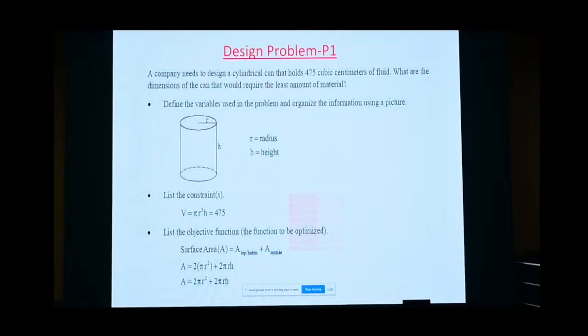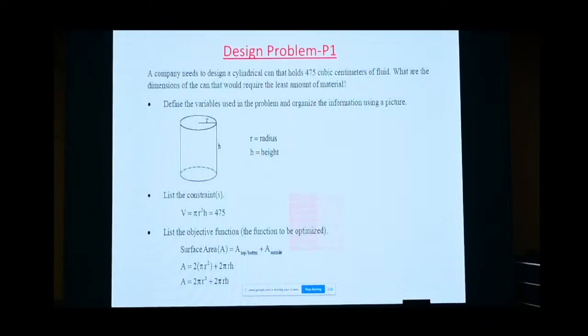So what is the material? Material at the top, material at the bottom, and the side surface. If the radius is r and the height is h, the total surface area is the area at the top, plus the area at the bottom, plus the area at the outside. So pi r square plus pi r square plus 2 pi r h. The surface area is equal to 2 pi r square plus 2 pi r h, and this should be the minimum.